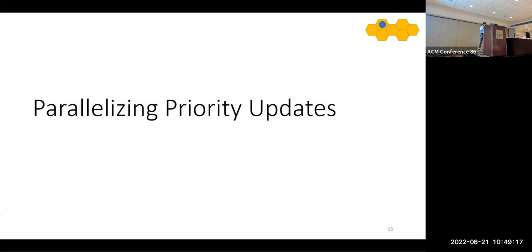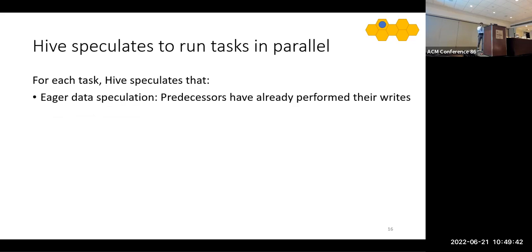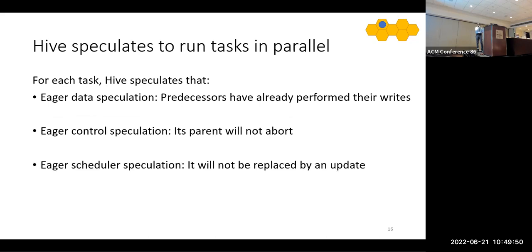Now we've learned about Hive's execution model, which is a sequential schedule with updates. But Hive is not really a sequential schedule. It uses speculation to be a parallel schedule with updates. Let's learn about exactly what it is that we are speculating on. In order to run tasks in parallel, Hive speculates eagerly, which means that every task in its schedule can be run at any time. We are speculating that we will not see any earlier timestamp writes to the data our task is reading, that the parent task which created this one will not be aborted, and that no earlier task will send updates to replace this task.